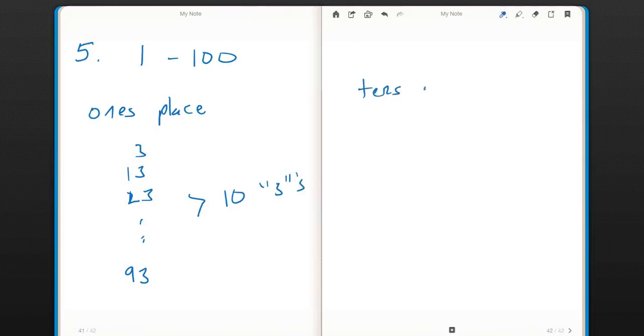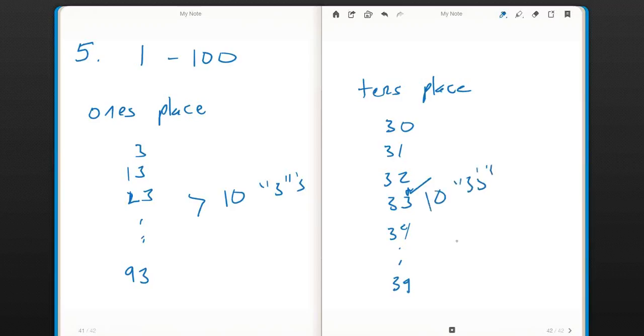In the tens place, there's 30, 31, 32, 33. Now we've counted this 3, but we have not counted this 3 yet. Okay, so that one's already counted. We don't have to worry about that. 34 all the way to 39. And again, there are 10 3s in the tens place. So altogether, the digit 3 occurs 20 times.